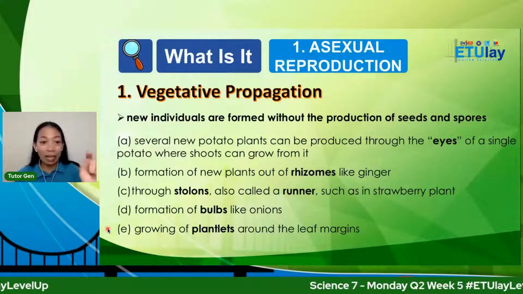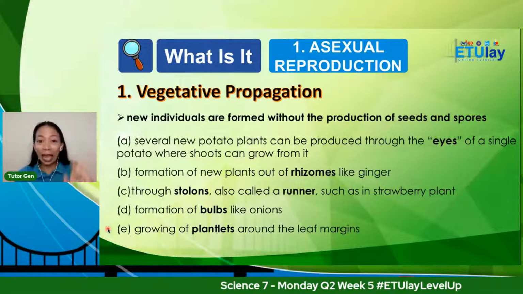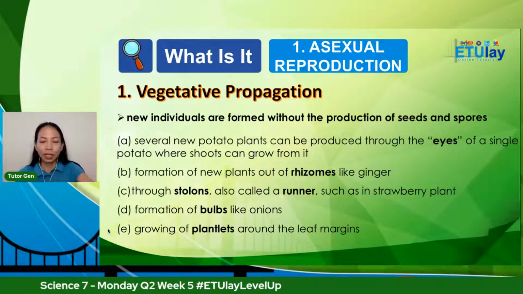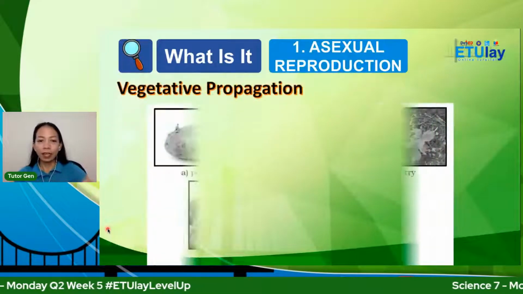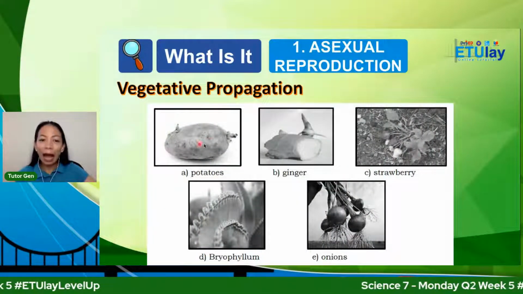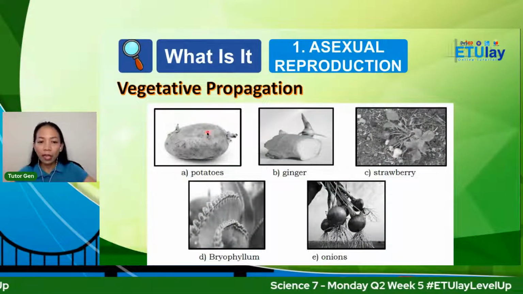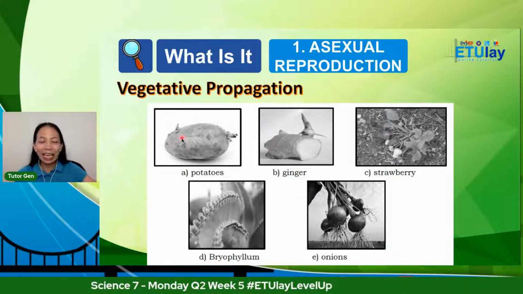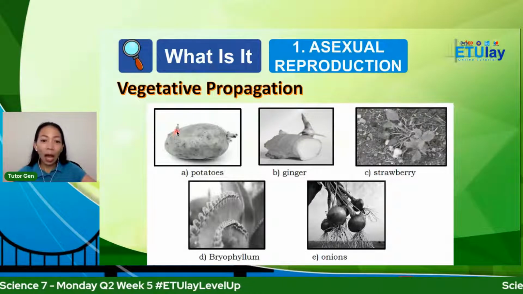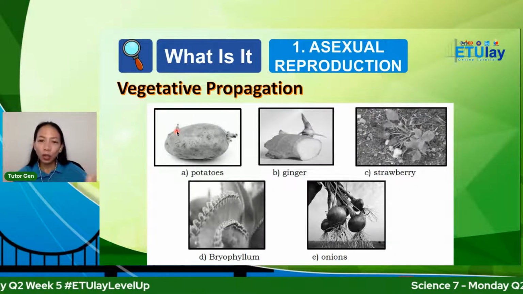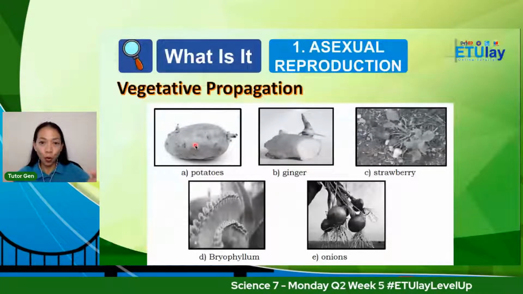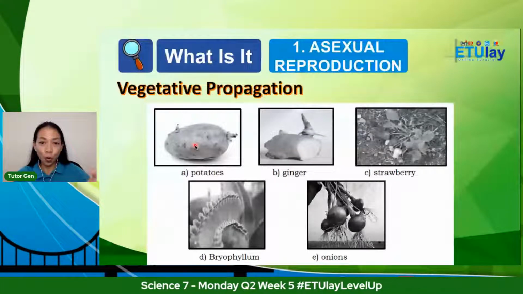So let's start. You have A to E. Tandaan ha, A to E na examples. First one here, letter A, and we have eyes. Ito where the laser pointer is. Parang may mga mata sa patatas. And these eyes are where new plants or shoots can actually grow, and they will later form into a new potato plant.